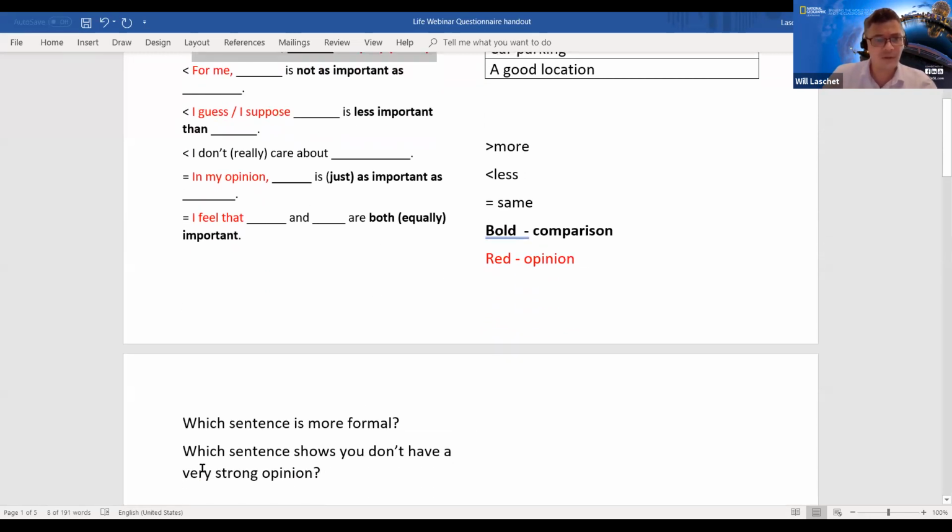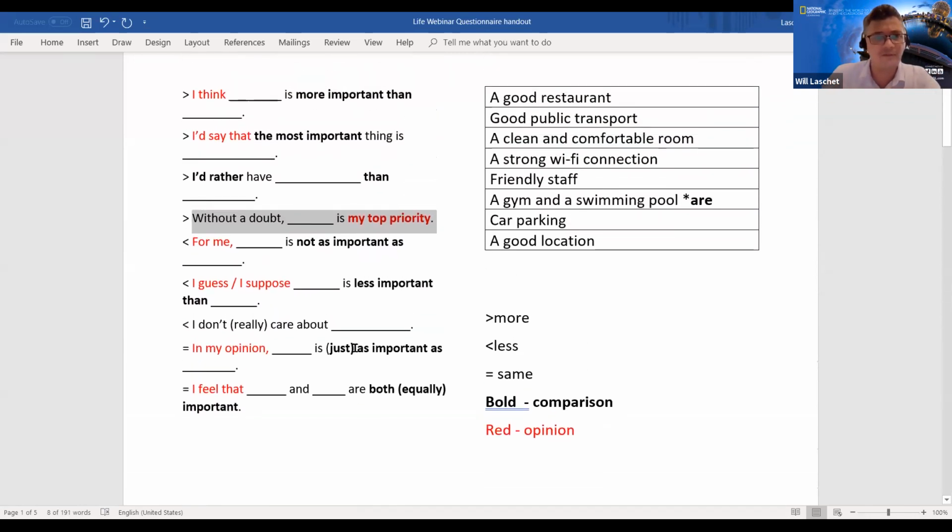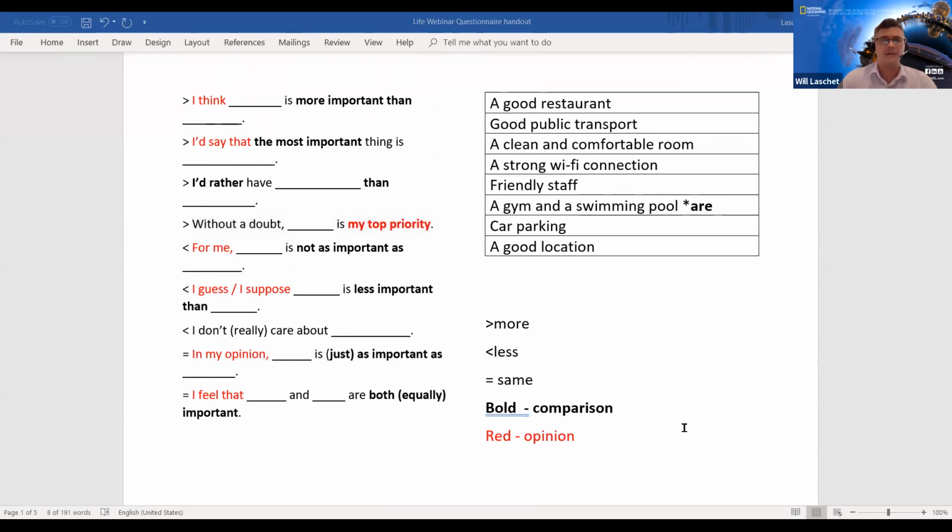And another, final question for you. Which sentence shows that the speaker doesn't have a very strong opinion? Okay, so which one shows that the opinion is not very strong? And Arlene says, I guess. That's right. I guess, or I suppose. We often use this phrase when it's something perhaps we haven't really thought about before, something that is not particularly important to us, but someone's asked us for our opinion, so we're going to use this, I guess, or I suppose.